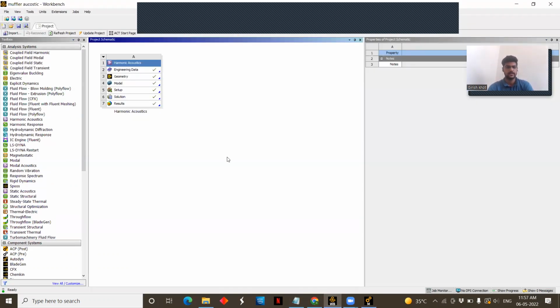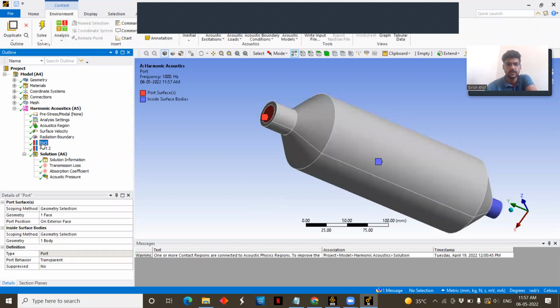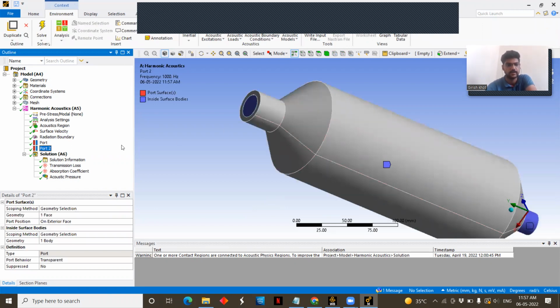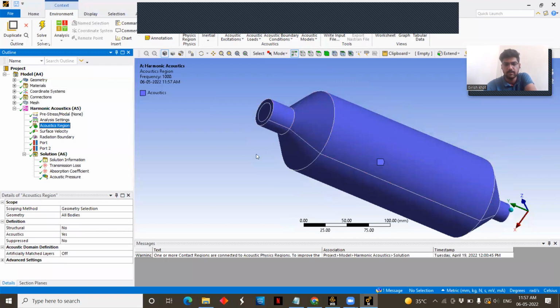I'd like to show you one thing. This is the harmonic acoustic tab in Workbench. The harmonic acoustic tab will deal with the acoustic analysis of everything. So I have used this tab for the acoustic analysis of the muffler, and the other things like engineering data and geometry model are the same here. For this tab, different boundary conditions are available. Firstly I have given ports. This is the inlet port, and this is the outlet port, and inside there is a surface body, as we discussed previously. Then another thing, there is the acoustic region. I have assigned this whole muffler as an acoustic region. So here acoustic simulations will take place and calculation will be done on this part.